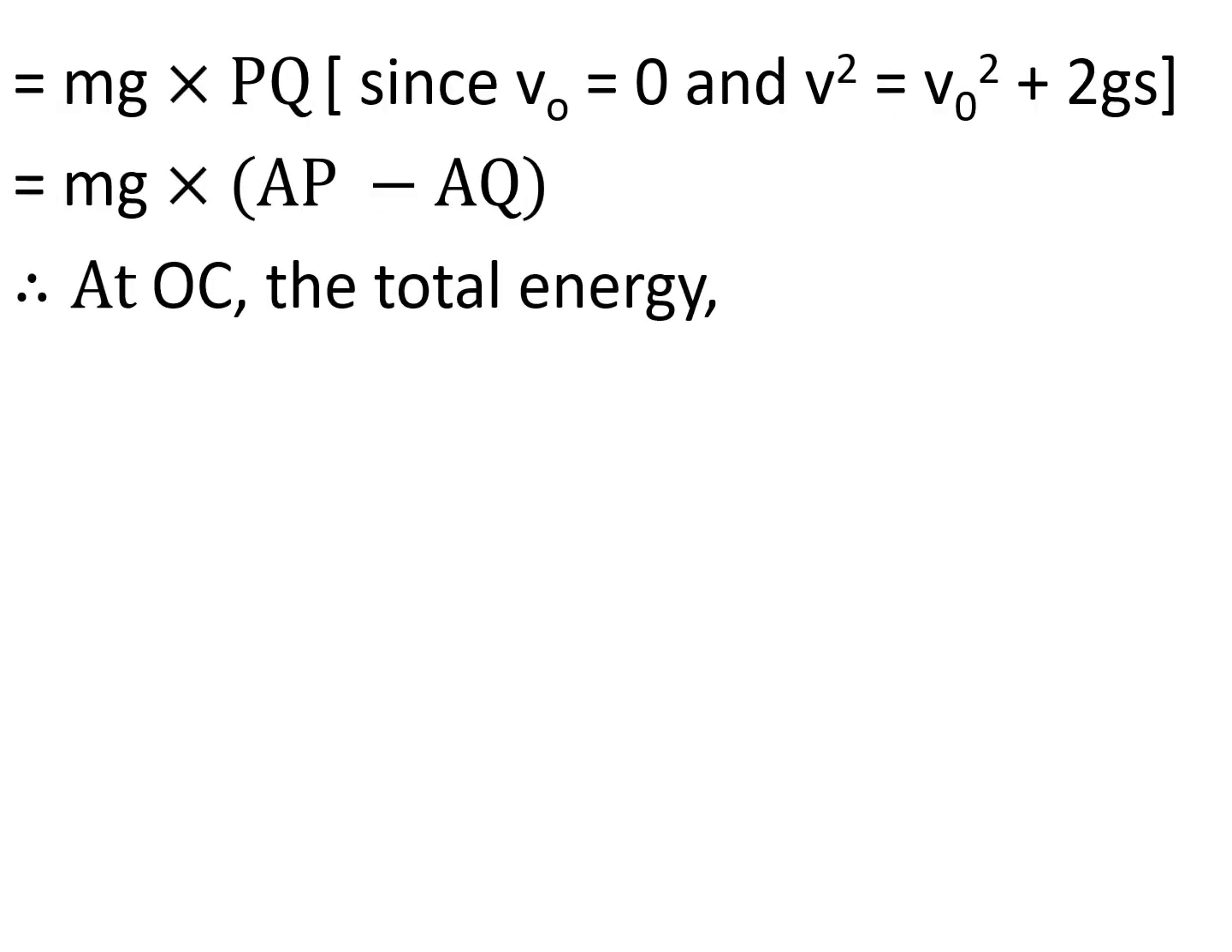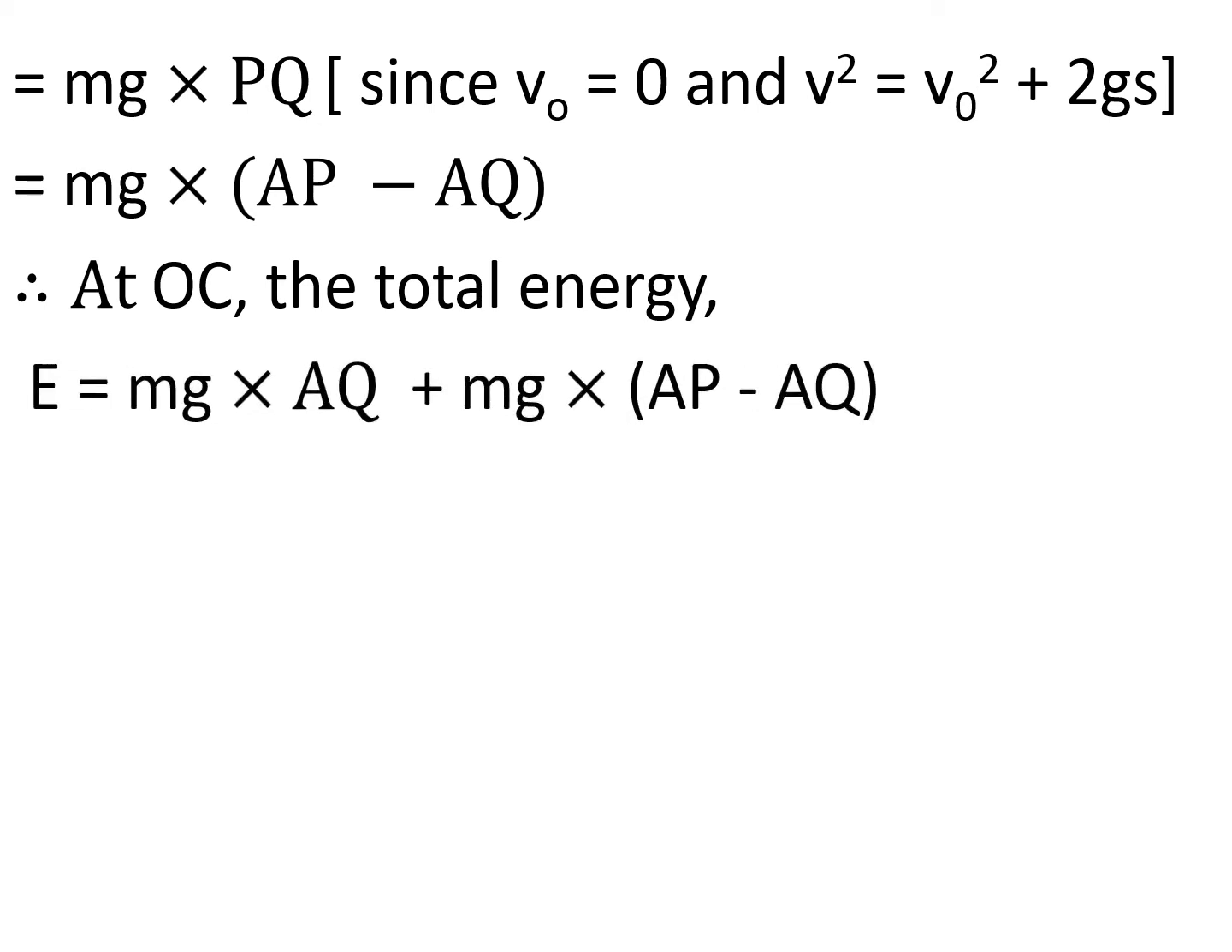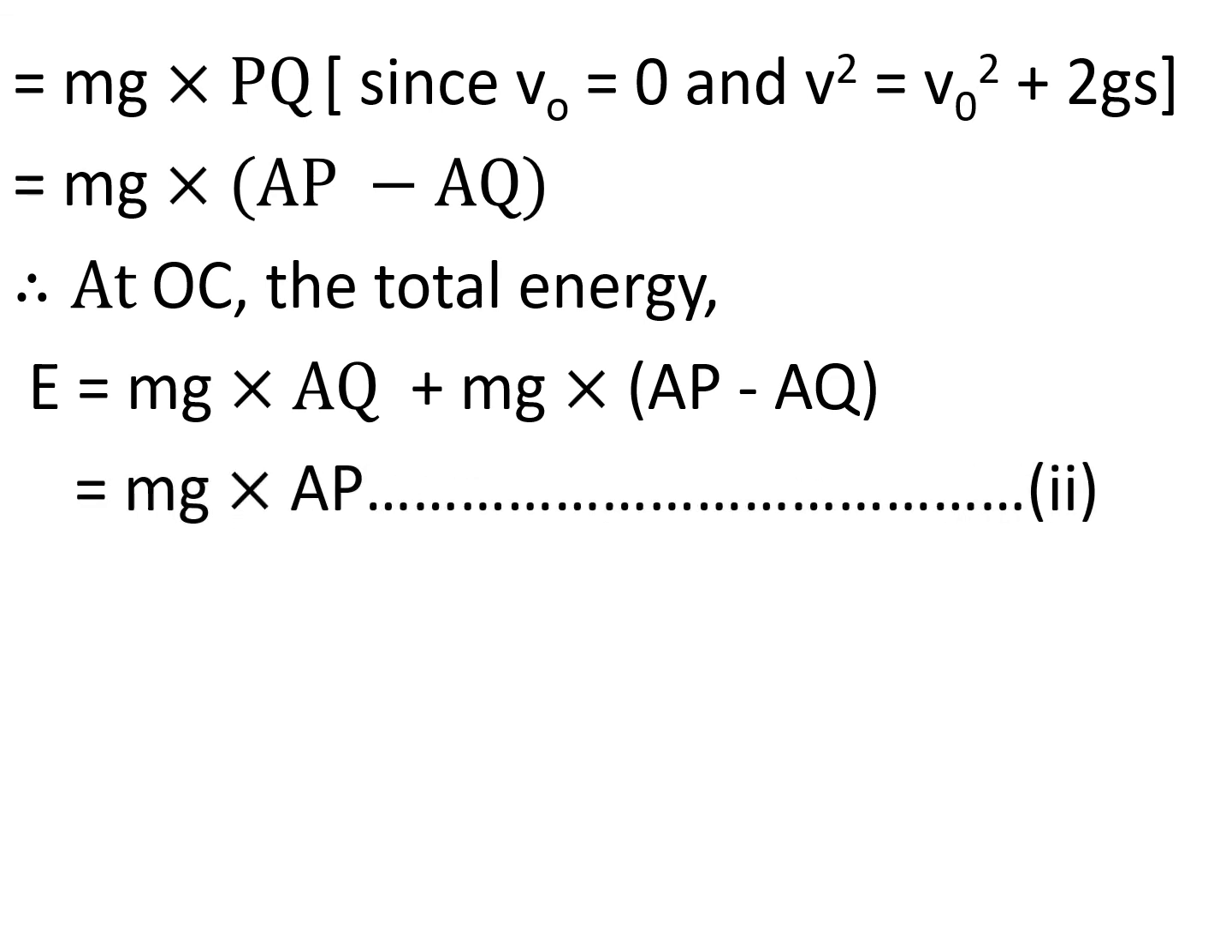Dear students, we can write mg into PQ, since v naught equals 0 and v square equals v naught square plus 2g. We can write mg product AP minus AQ. Please look at the figure, then you can understand AP minus AQ. At OC, the total energy equals mg AQ plus mg AP minus AQ. Finally, you get mg cross AP.